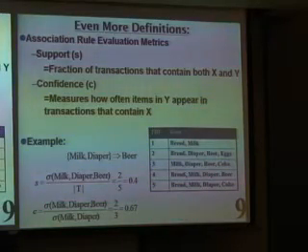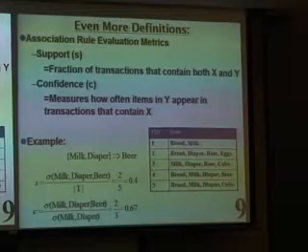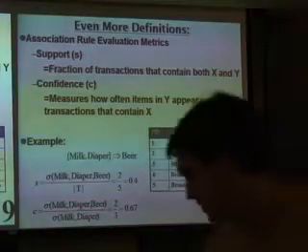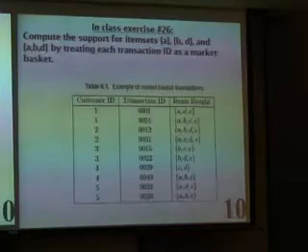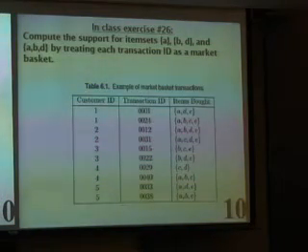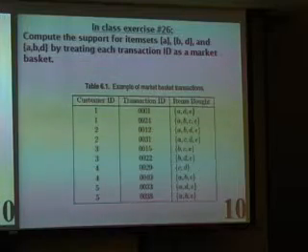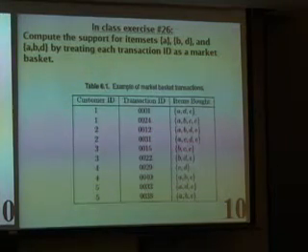Okay, so these two definitions, support and confidence, are the main metrics that we're going to be using, and at the end of the day I'll talk about some limitations on these. So I think this was the first example that we started doing last time. It says, compute the support for item sets A, B, D, and ABD.